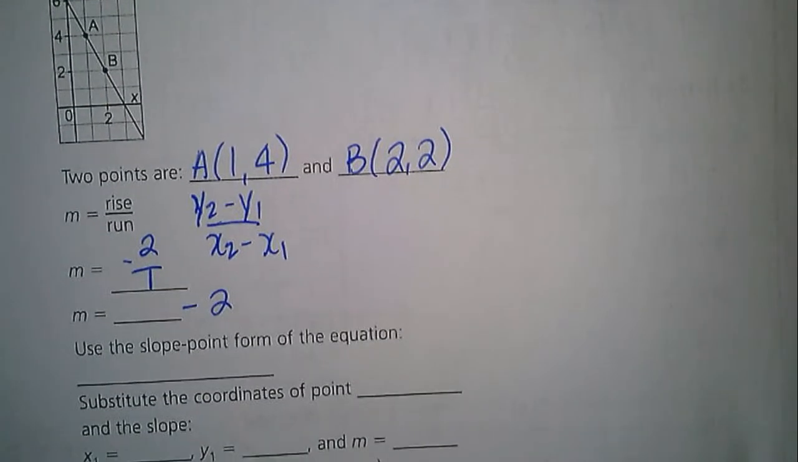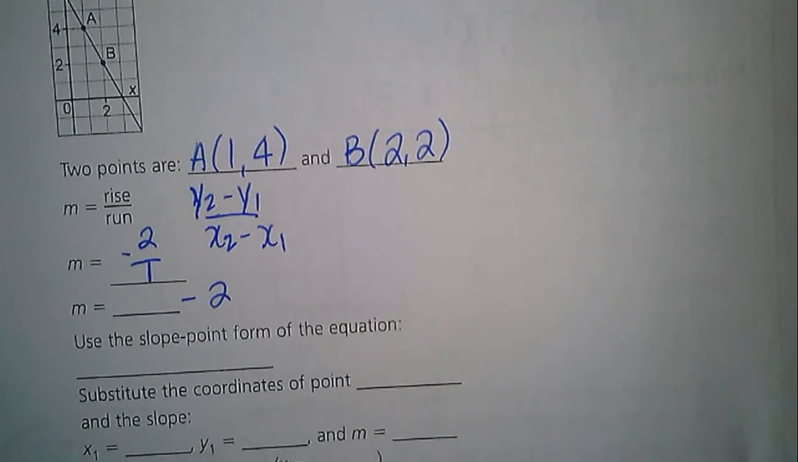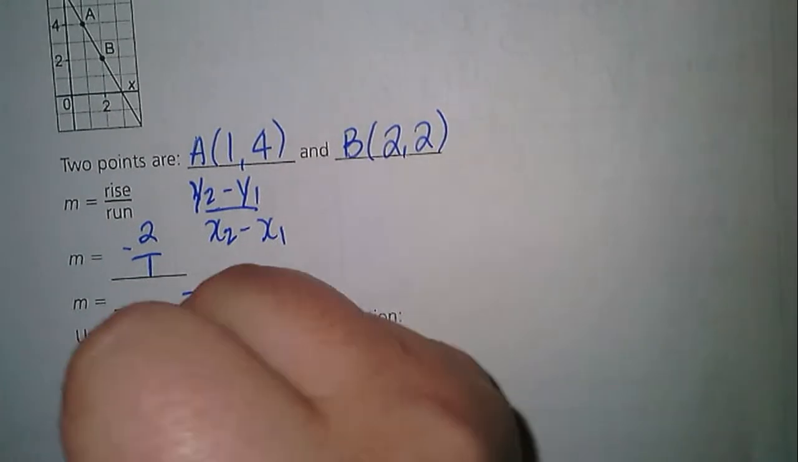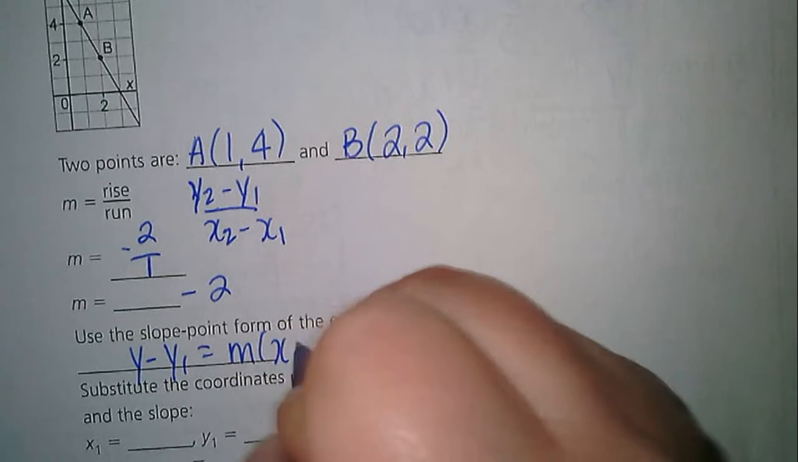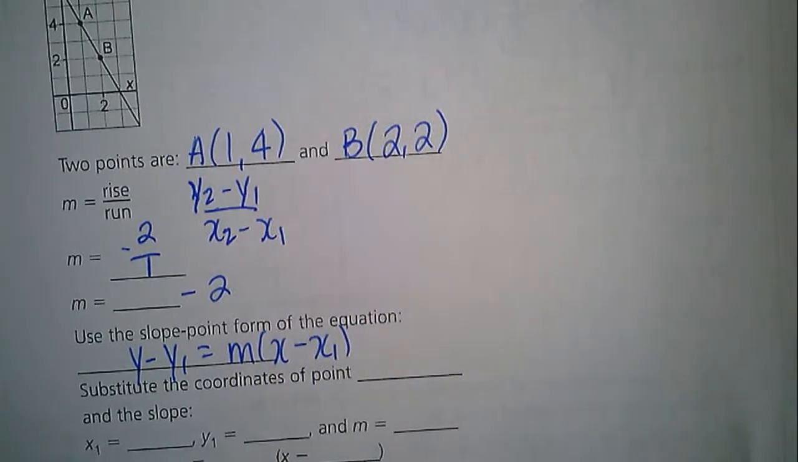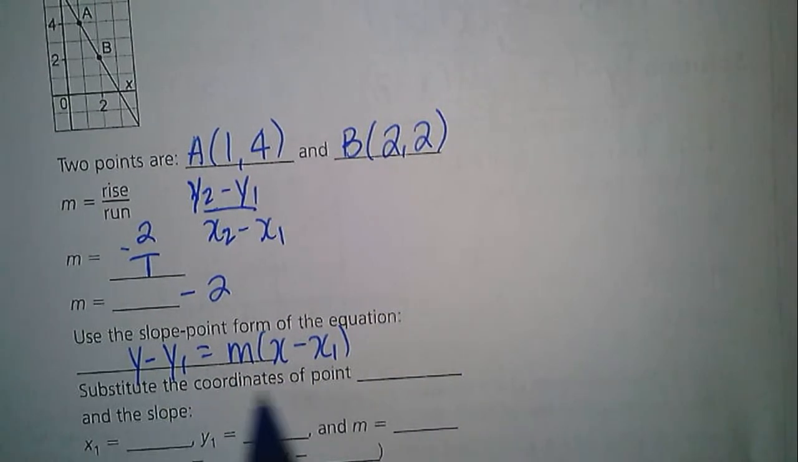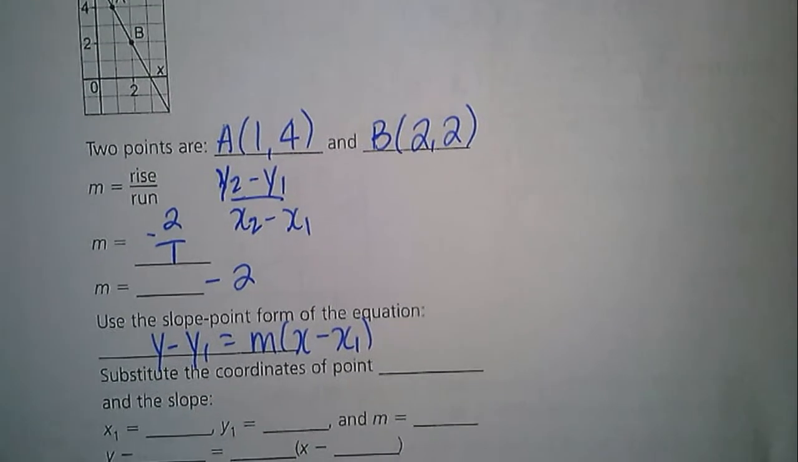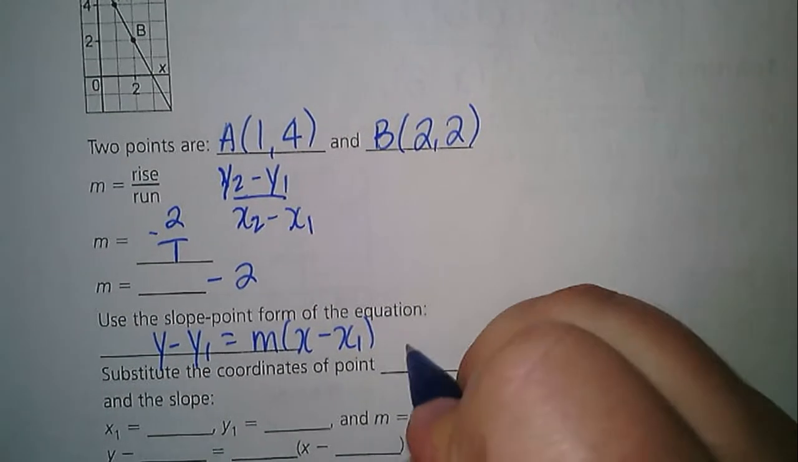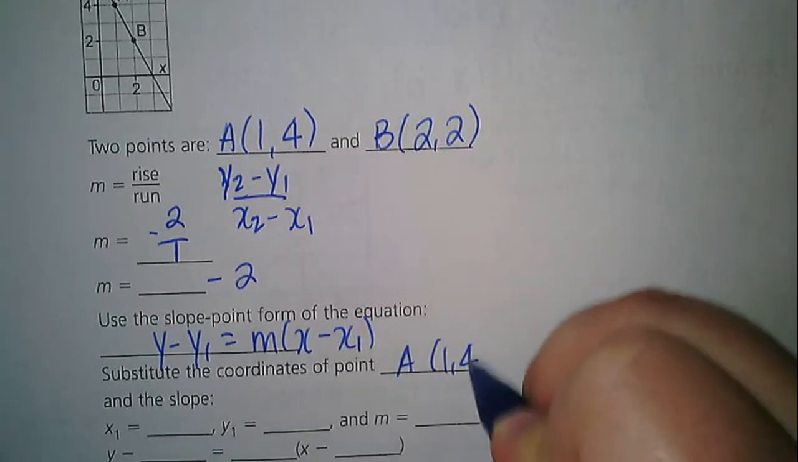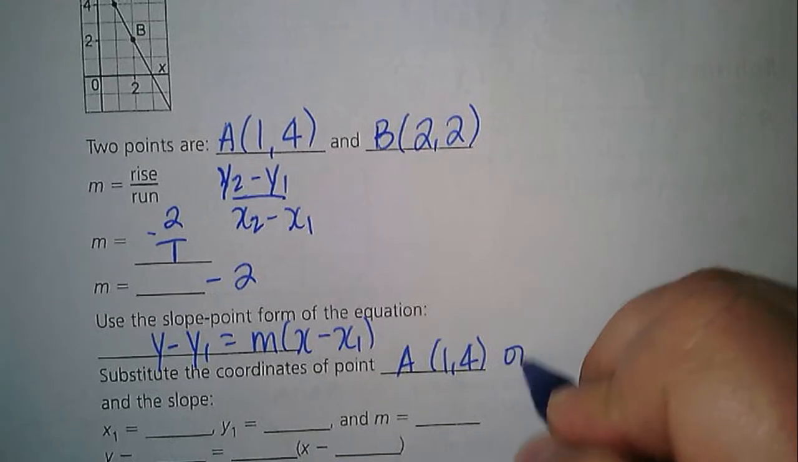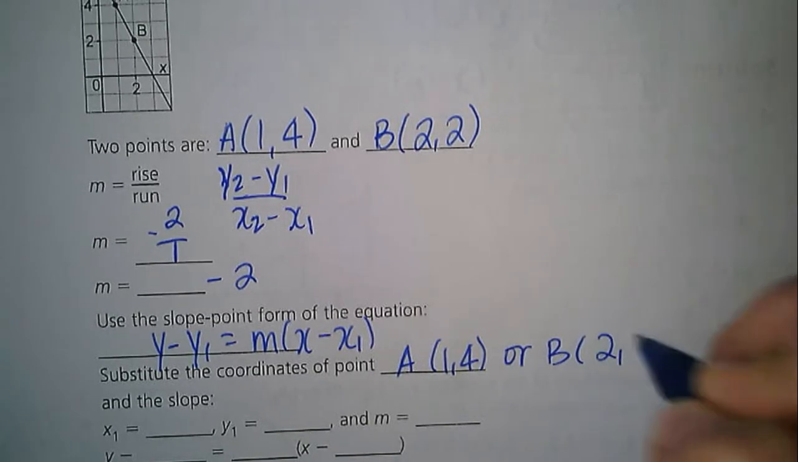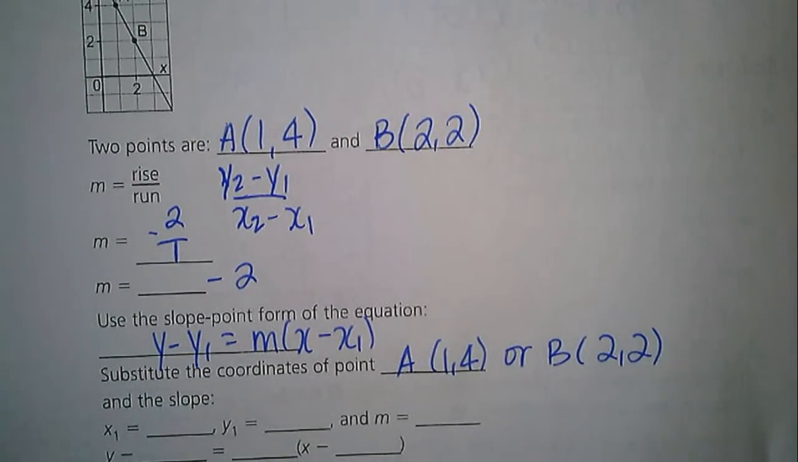So that's my slope. Now the next part says use the slope point form of the equation. Remember, that's y minus y1 equals m(x minus x1). And I'm going to substitute the coordinates of a point. Again, it doesn't matter. You can choose either one. I'll just choose point A because it comes first, which is 1 and 4. I'll show you both of the equations at the bottom though, because you could have used B, which was 2 and 2. It'll give you a different formula, but still a correct answer.